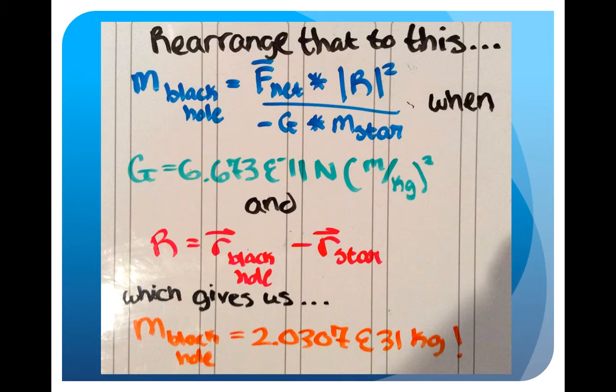It should be noted that if a different black hole was in place instead of this one, a black hole of a different mass, then the net force acting on the star would be different, even with the positions of the star and black hole remaining the same.